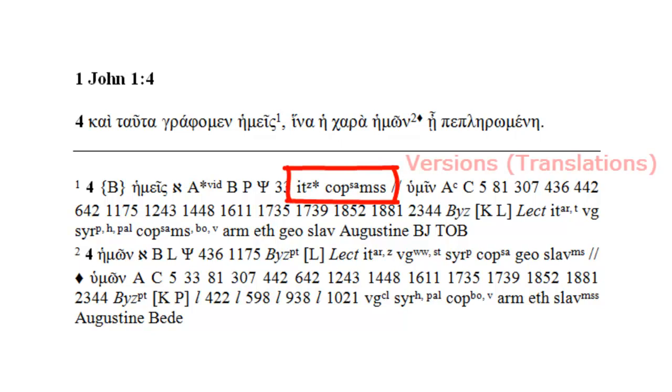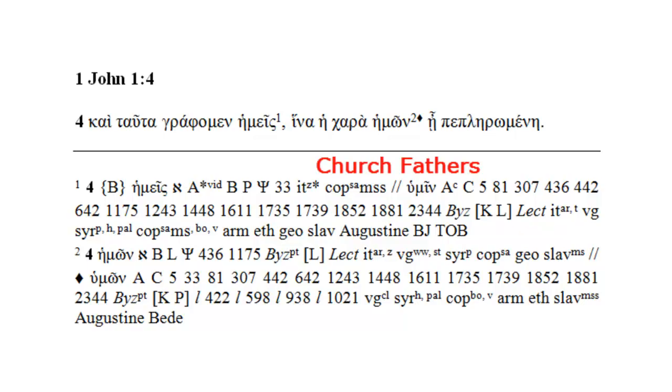Then we're going to move into translations. Here the IT is for Latin, COP is for Coptic. And then after that we would go to church fathers. Back to the word hemes at the beginning. Then you see aleph. This is a particular manuscript. Capital A is a particular manuscript.